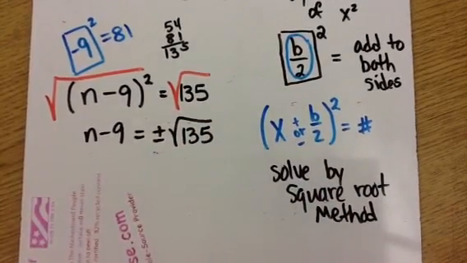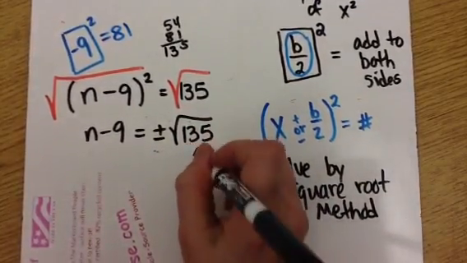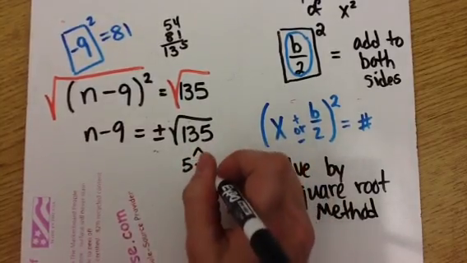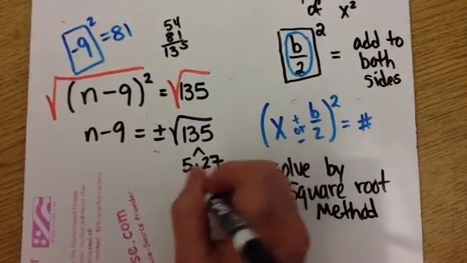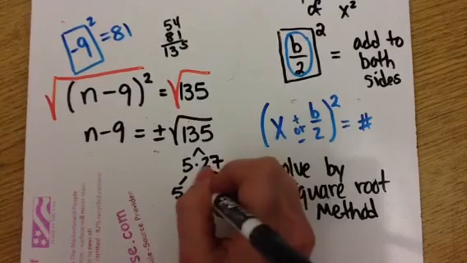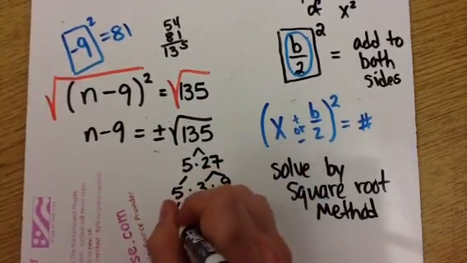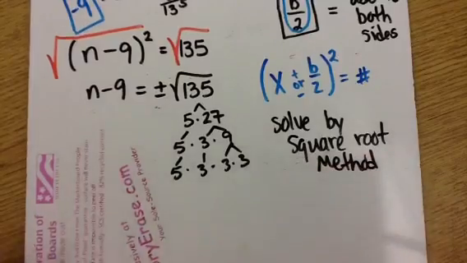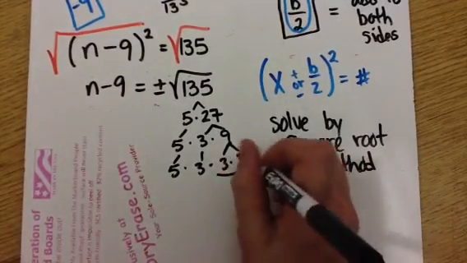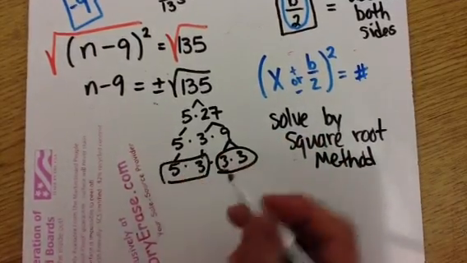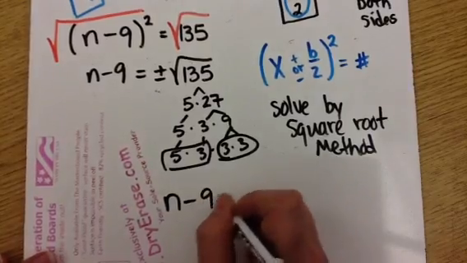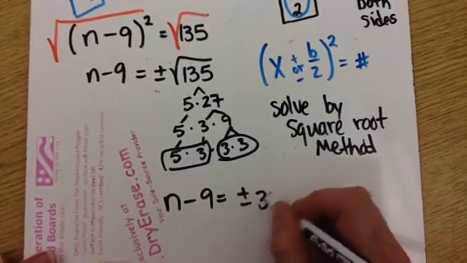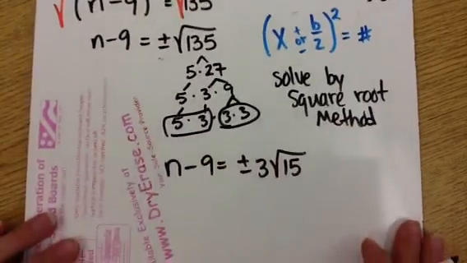Now we'll need to see if 135 can break down. Let's see, it would be 5 times 27, which is 5 times 3 times 9, or 5 times 3 times 3 times 3. So I have a pair of 3's that come out, and 5 times 3 stay in, so n minus 9 equals plus or minus 3 square roots of 15.